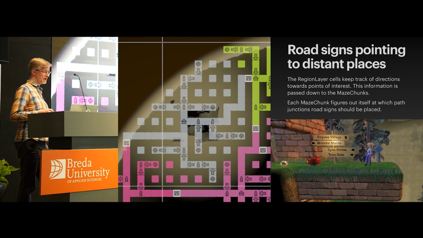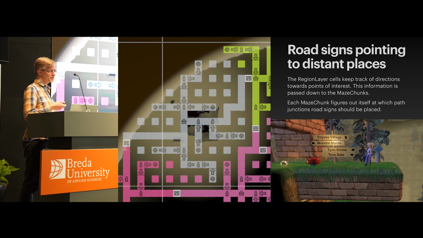Another example here is that it can give a greater feeling that the world feels like a real place with intent. In the game there are road signs that point towards nearby points of interest, like the shrines and gates and village. And this is possible because the region layer in each cell knows about the direction you would need to go to reach these points of interest.